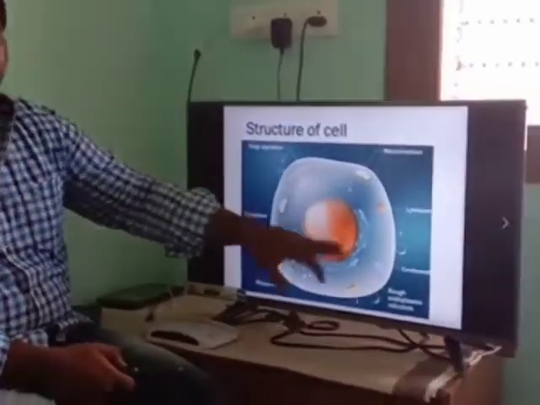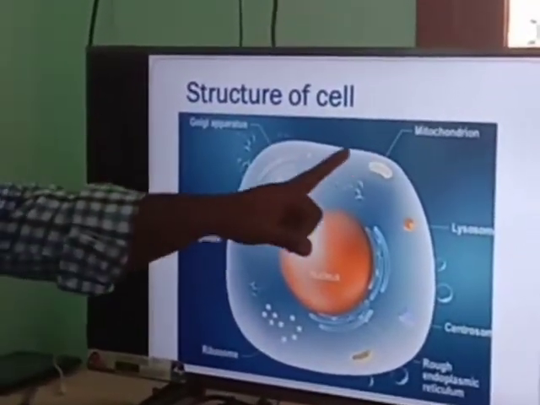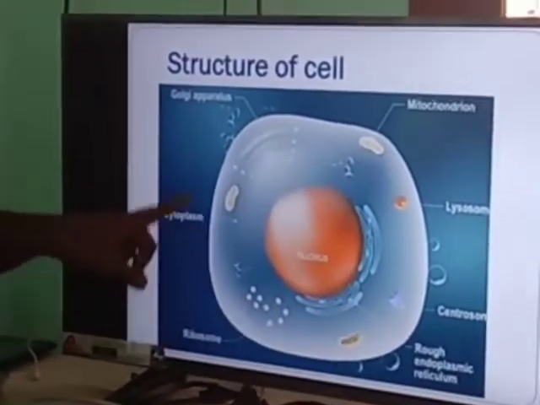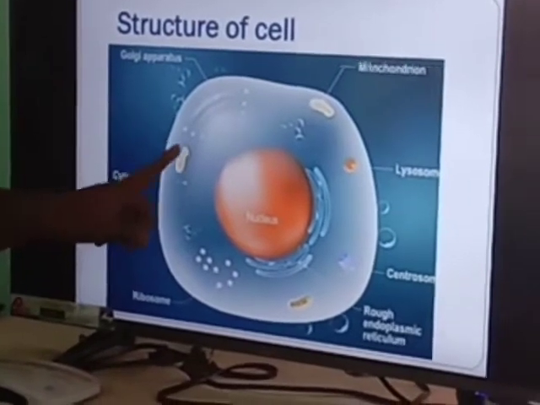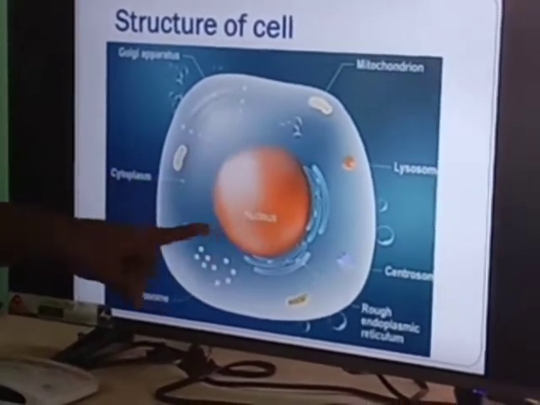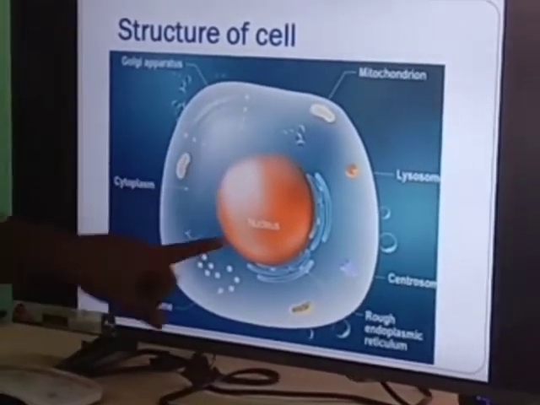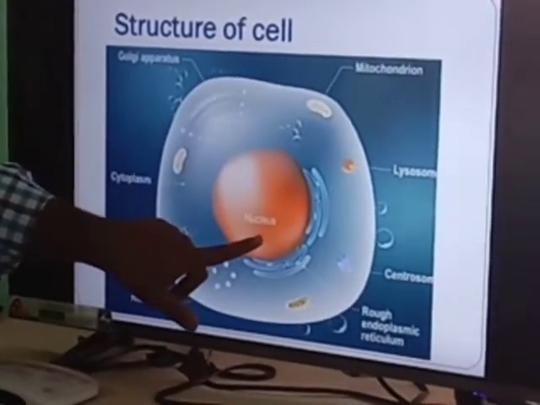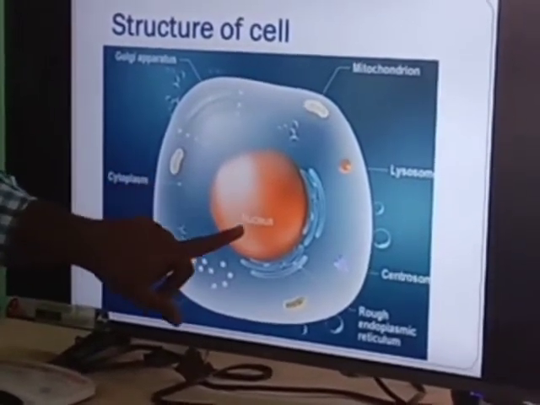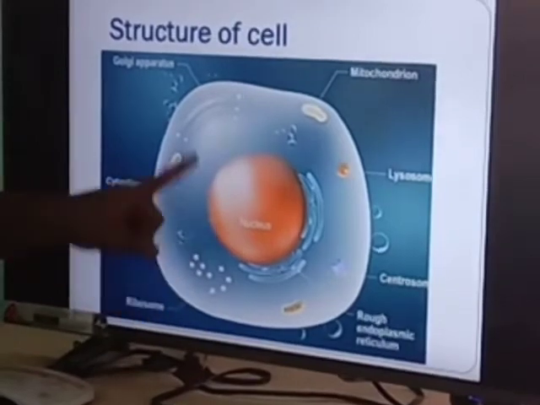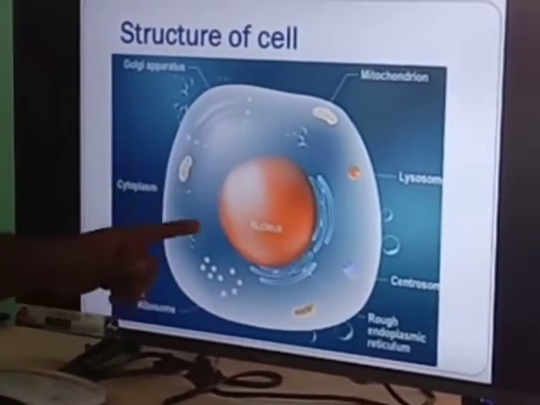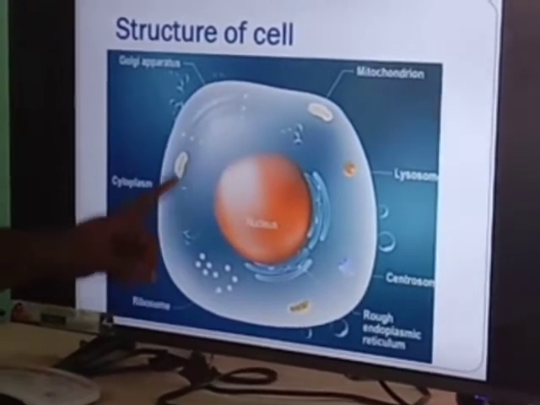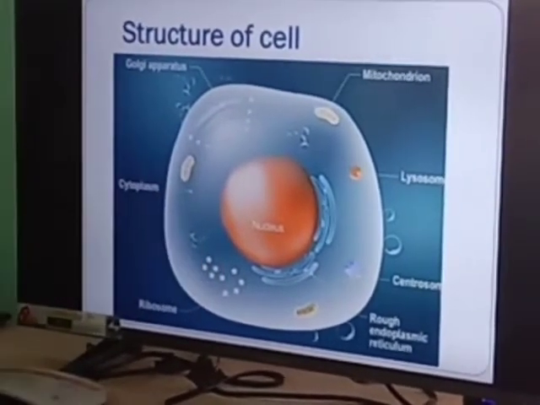Here is the structure of the cell. We have the outer cell membrane, and the cytoplasm is this jelly-like substance which holds all the components in the cell in its place. Nucleus, this is the center of the cell which controls all the functions done by that cell. And we also have other components of the cell. We can see them in the higher grades.